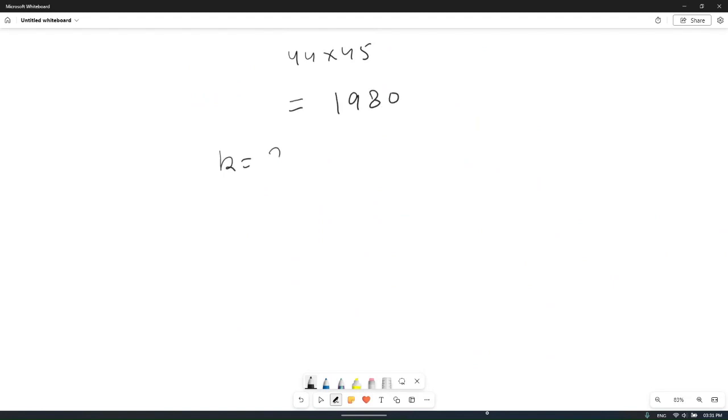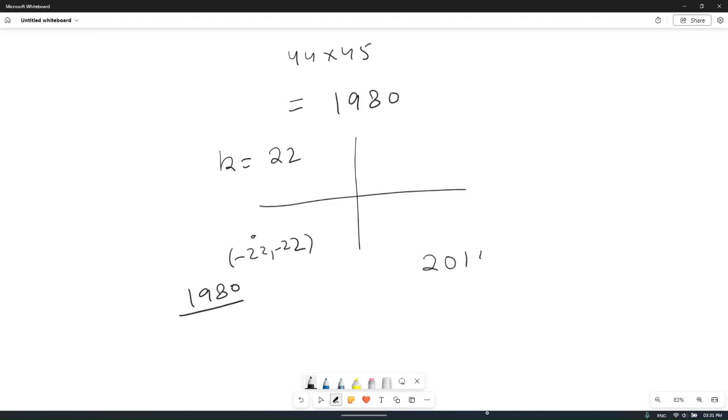So if k value is 22, we are reaching at the minus 22 comma minus 22 point, and the steps we have covered so far is 1980. We want to know where we would be after 2015 steps. So let's see how many steps are left. I subtract 1980 from 2015. I get 35. So as per the question, it will keep walking 1 unit at a time to the right direction until it reaches an unvisited point.